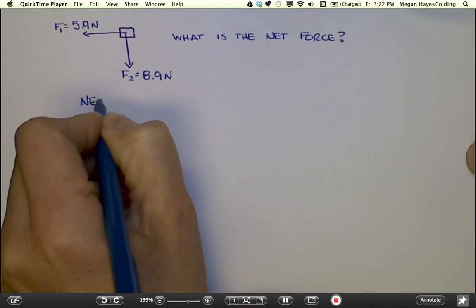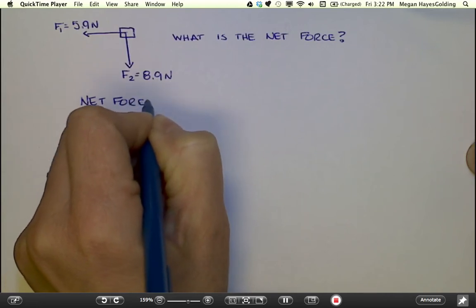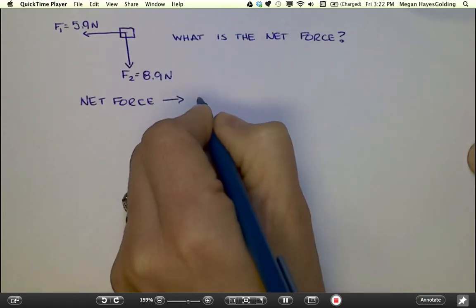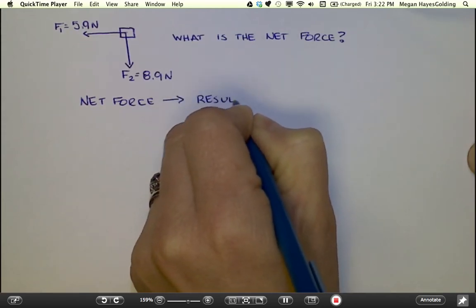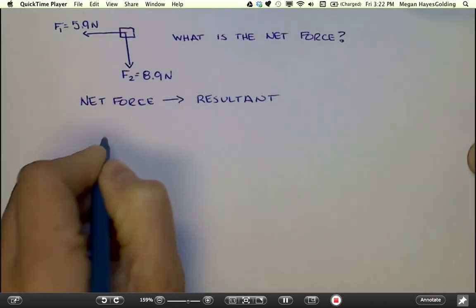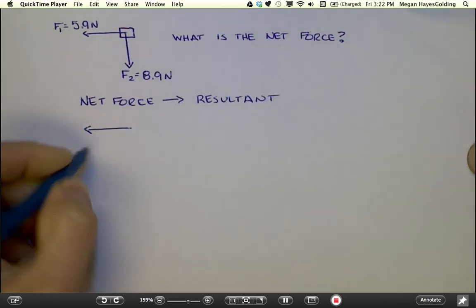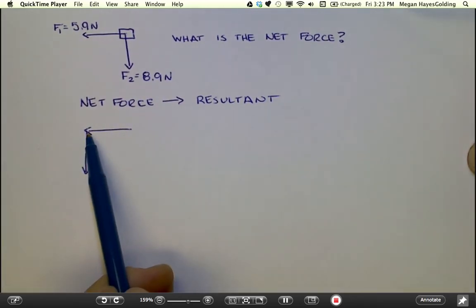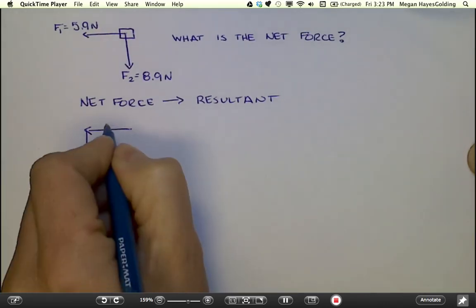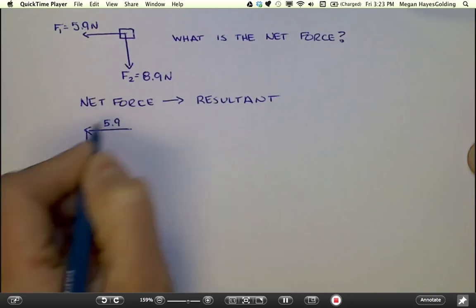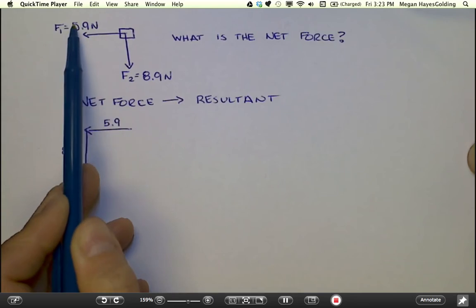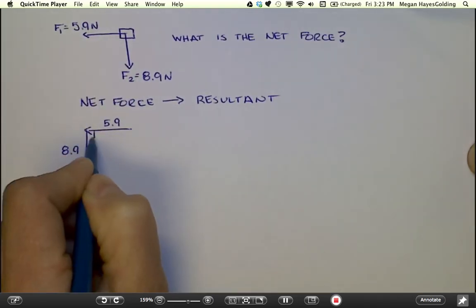Net force is asking you to find the resultant vector. And in this case, as in all cases, a resultant vector is found by adding vectors from head to tail, head to tail. In other words, match up the arrow and non-arrow ends of your two vectors. So here I have a 5.9 and an 8.9, 180 degrees and 270 degrees meet at a right angle.